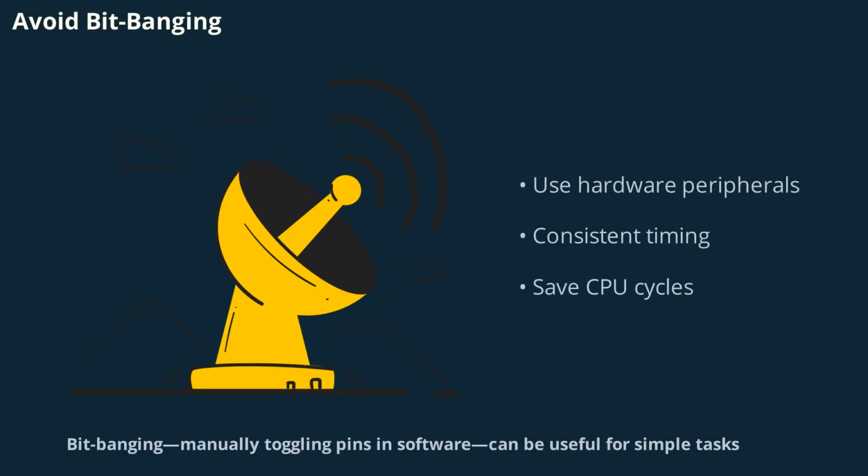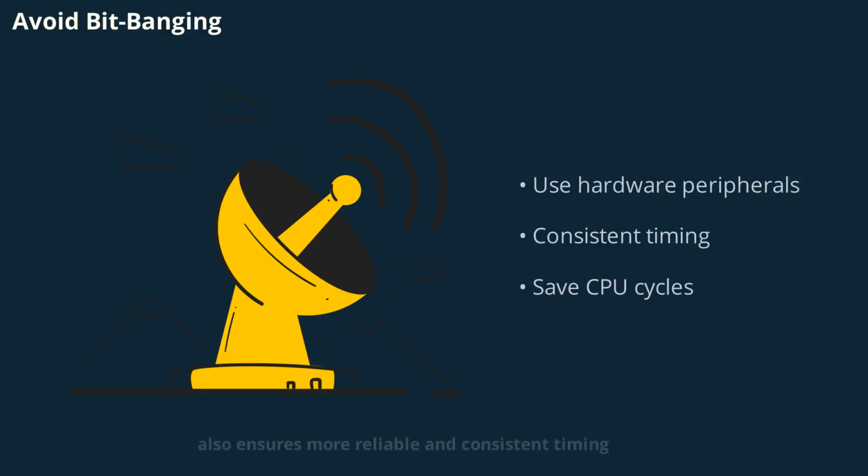Bit banging, manually toggling pins in software, can be useful for simple tasks, but it's inefficient for high-speed or complex protocols. Whenever possible, use your microcontroller's built-in peripherals. This not only saves CPU cycles but also ensures more reliable and consistent timing.